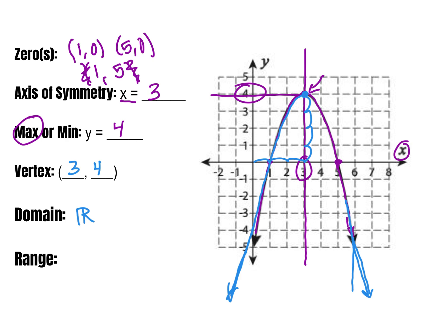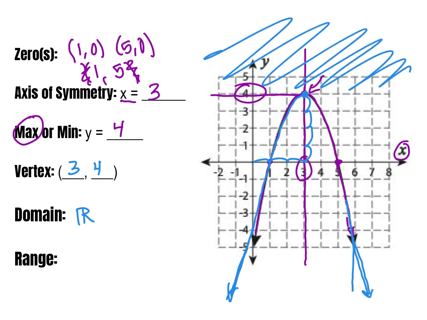But if I look at my y values, that's the range, I notice that there is not a single thing up in this area right here, right? It's all at 4 or below. So we would write that as y is less than or equal to 4. That's saying 4 is the very top and everything else is below it.